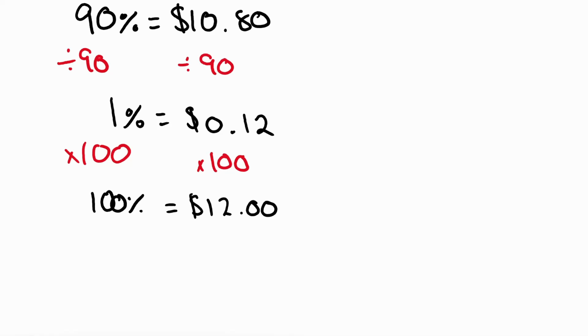This can work for anything, the unitary method. Let's say we wanted to find what 50% is of the original cost. You could times it by 50 to find what it is.